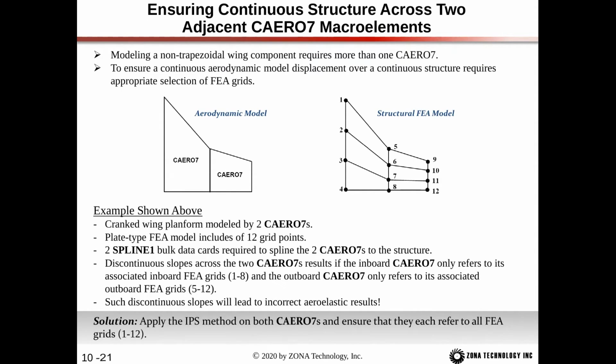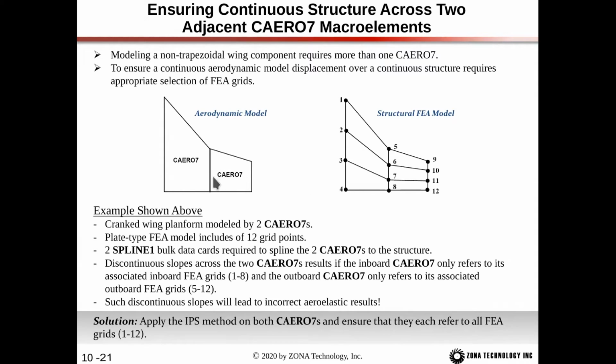Okay, so next, ensuring a continuous structure across two adjacent C07 macroelements. Now if we have a non-trapezoidal wing as shown here, this requires two C07s to model that. However, we want to ensure a continuous aerodynamic model displacement over the continuous structure. This requires an appropriate selection of FEA grids. So we're going to have two separate spline cards. The first spline card will be for this C07, and the second spline card will be for this C07. However, for both spline cards, because this is a continuous structure, we want to refer to all of these structure grids. So for this spline card, we'll refer to all of the structure grids 1 through 12, and then for this C07, we'll also refer to all of the structure grids 1 through 12.